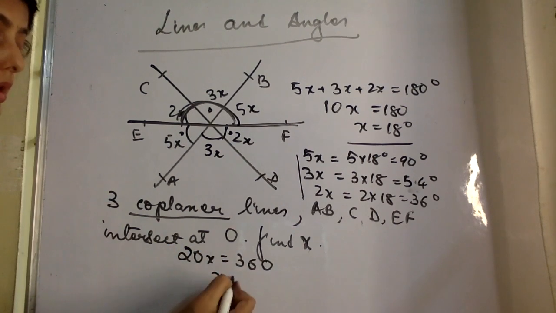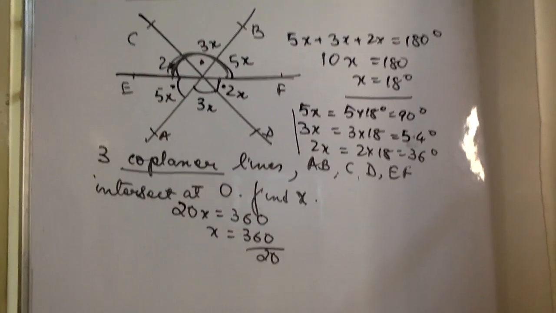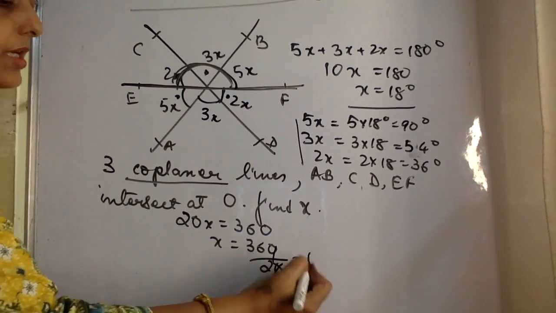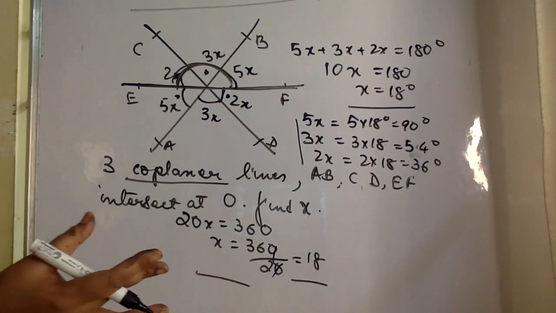You can do that also. x is equal to 360 by 20. When you write that x is equal to 360 by 20, again x comes to 18. So as I said, you can do it by either of the two methods.